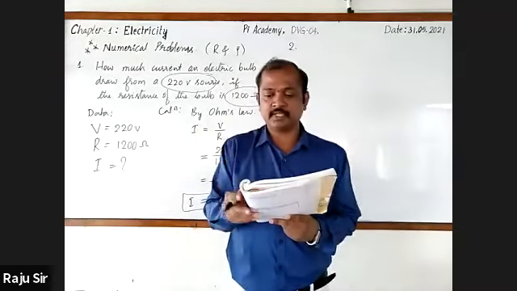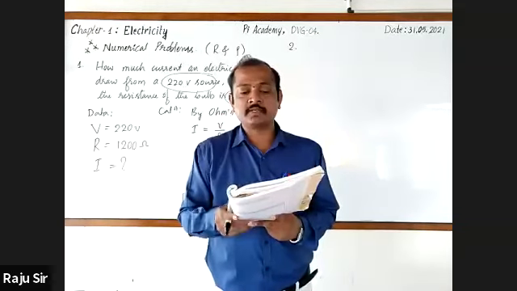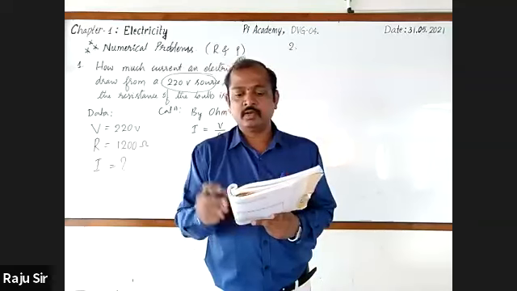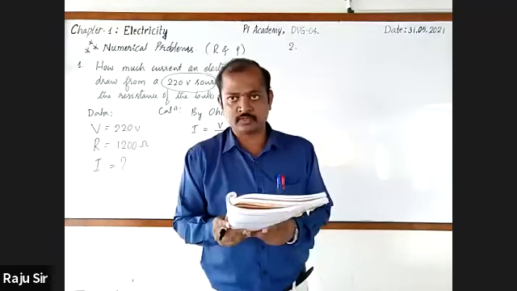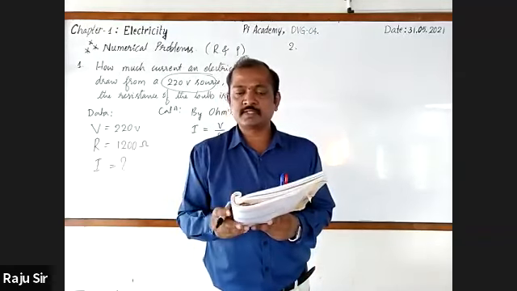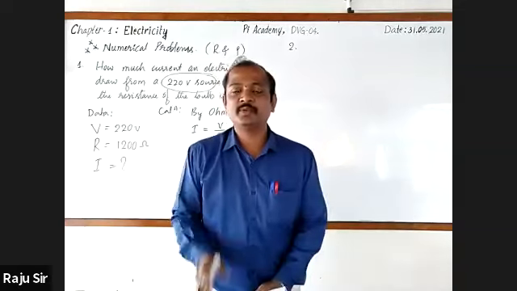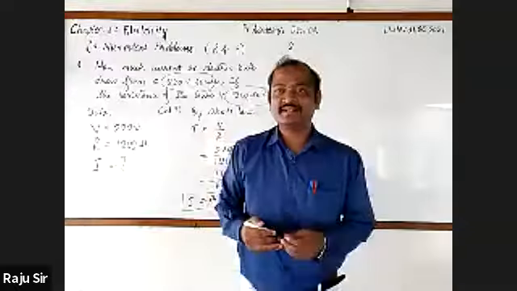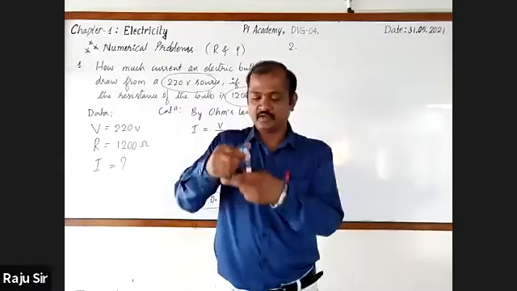The statement is like this. How much current will an electric heater coil draw from a 220 volt source if the resistance of the heater coil is 100 ohm? V is equal to 220 volts. I want a direct answer, as it is very simple. 2.2 ampere. Very good.